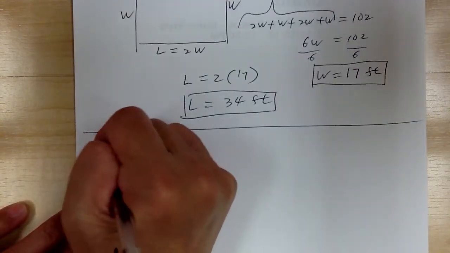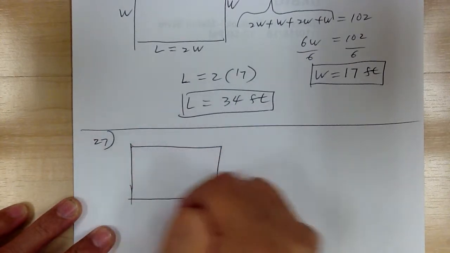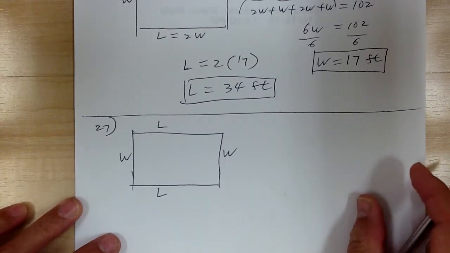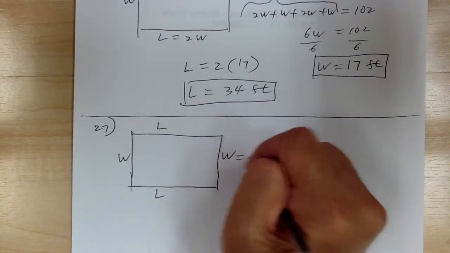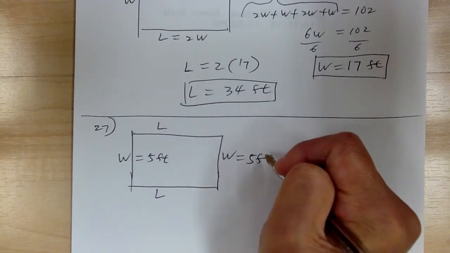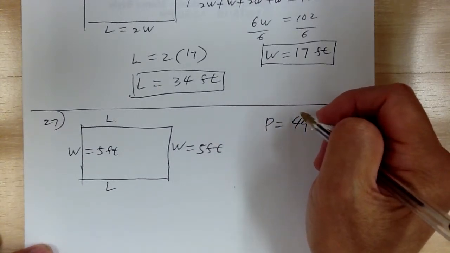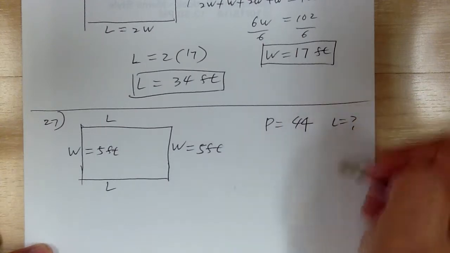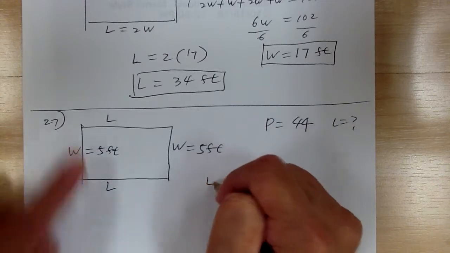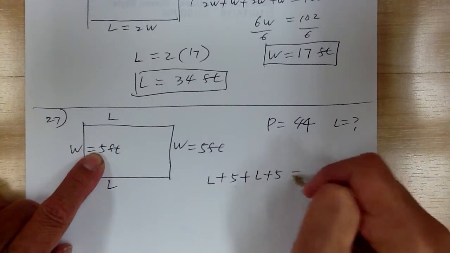Okay, let's go to 27. It says the width of the rectangle, so right away it's a rectangle, so draw a rectangle, label length, width, length, width. Okay, and it says the width is 5. And the perimeter is 44, so P equal to 44. And you're looking for the length. Again, perimeter is adding all four sides together. So you're going to get L plus 5 plus L plus 5 equal to 44.